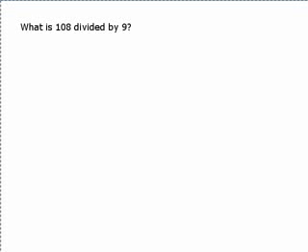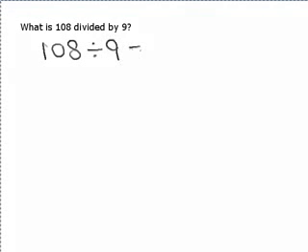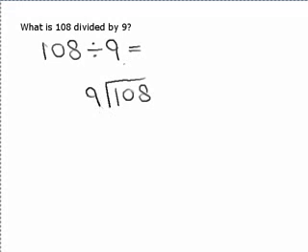We're going to look at the sum 108 divided by 9. So that can be written like this: 108, that's the sign for division, divided by 9. So the traditional way to do it is to put the 108 into the box like that and divide it by 9.